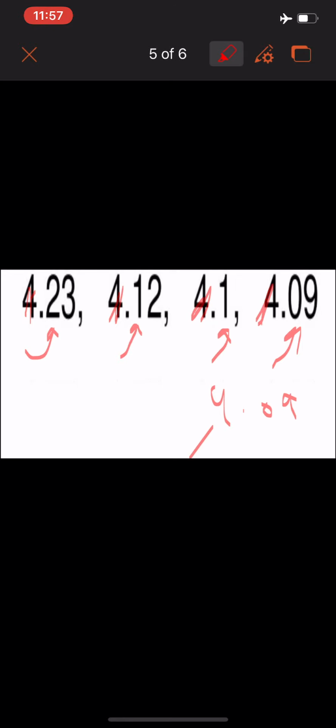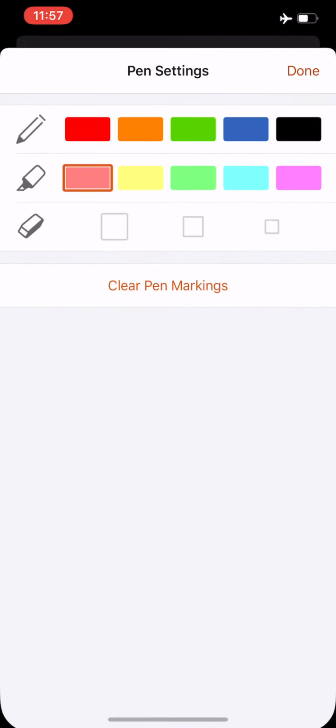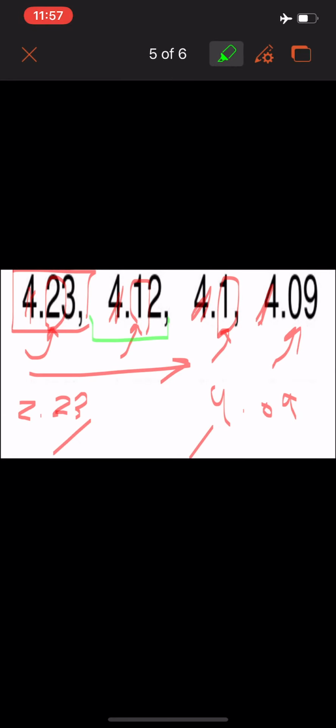Right? Okay. Now, what's the first one? I want to order from greatest to least. Which one is greatest? Here we have 2. Here we have 1. Here we have 1. Which one is greatest? The 2 for sure. So I will write this first. 4 and 23 hundredths.